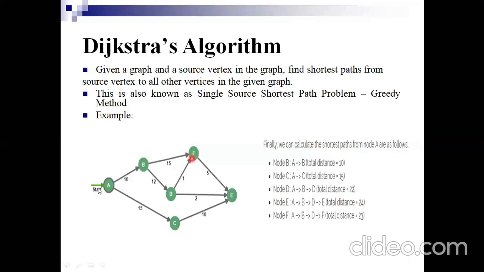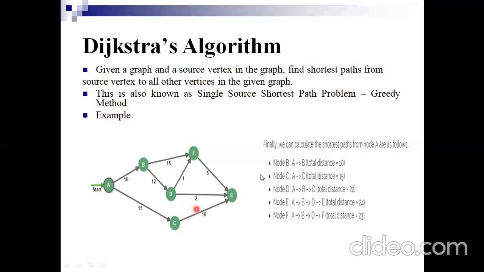The last vertex is F. There are 2 paths from A to F. One path is A to B, B to F, whose length is 25. The other path is A to B, B to D, D to F, whose length is 10 plus 12, 22, plus 1, 23. I am interested in the shortest path, so the shortest path from A to F is of distance 23. So this is what we are supposed to find using Dijkstra's algorithm.